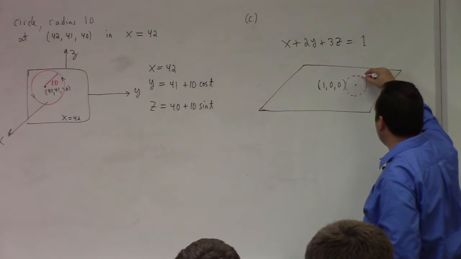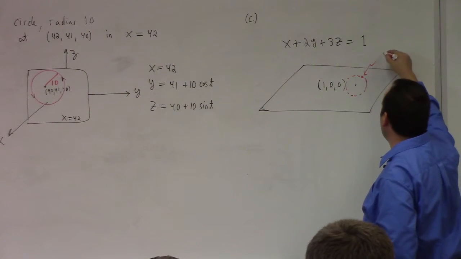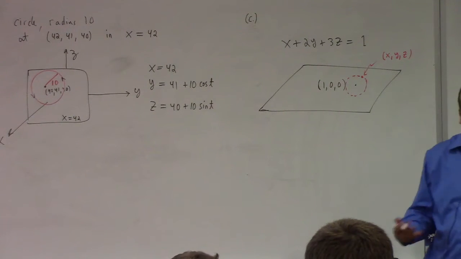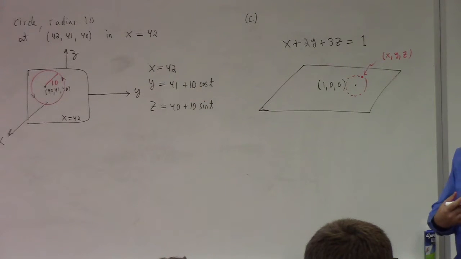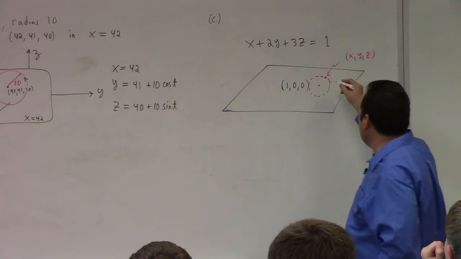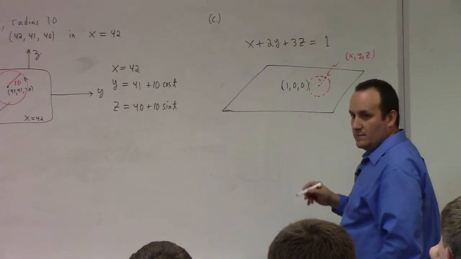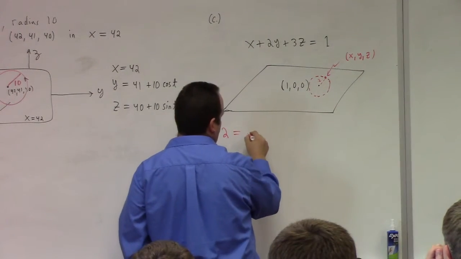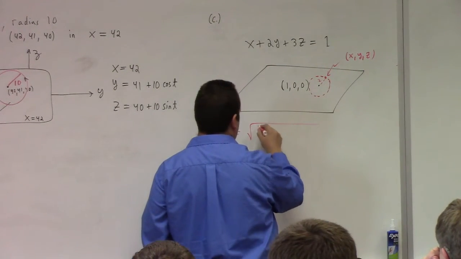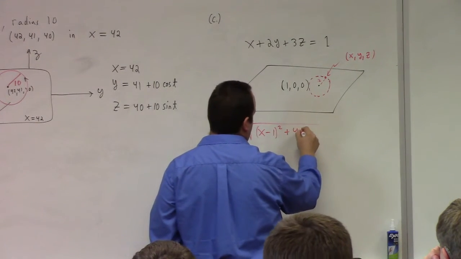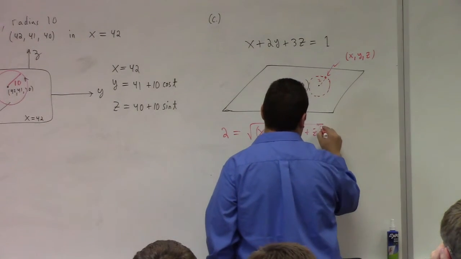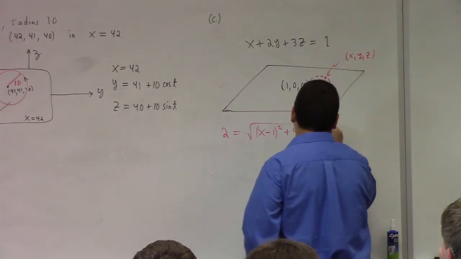I think the question is, what do you want? If I take a point on the circle, and I call that point x, y, z, what do I want for that point? What does it mean for it to be on a circle in the plane? Yeah, equal distance. This distance is 2, right? What is that distance, though? It's x minus 1 squared, plus y squared plus z squared.